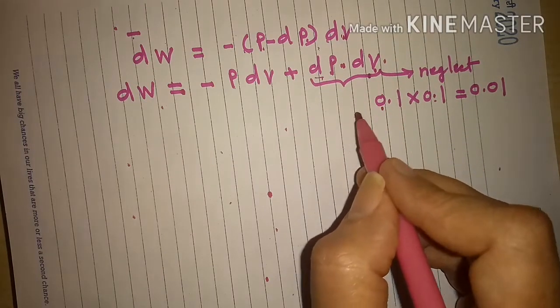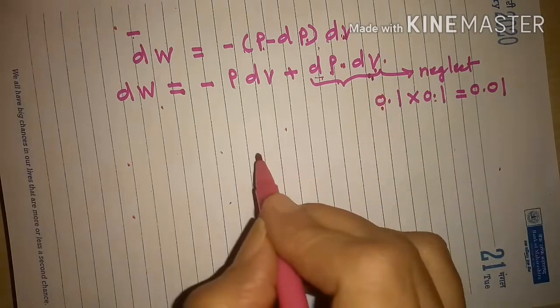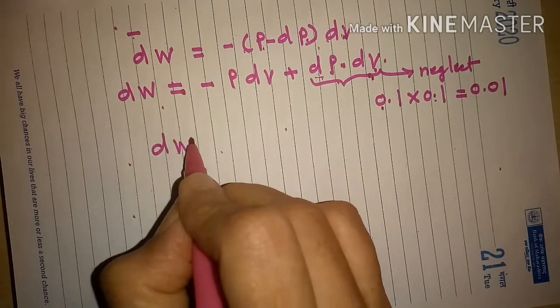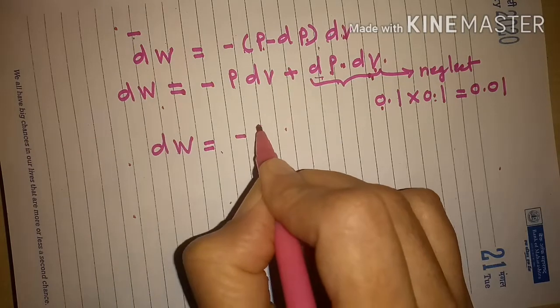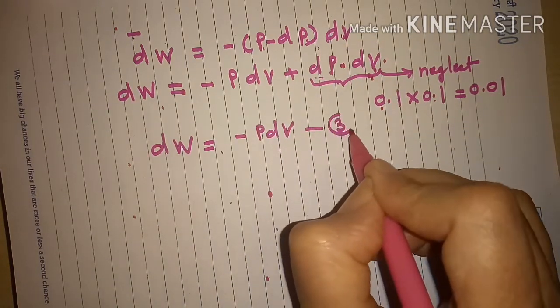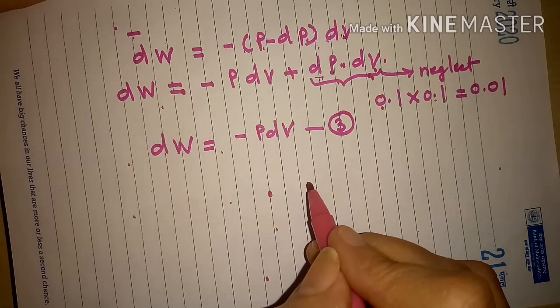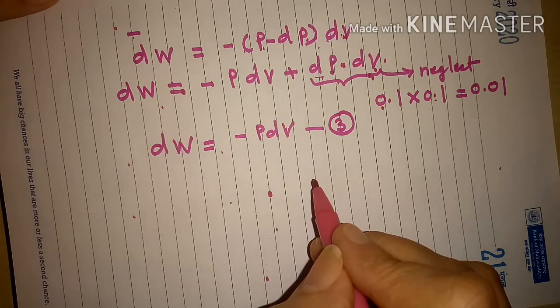So neglecting the product of dp and dv, which is very small, you will get dw equal to minus pdv. So this will be your equation number 3. Okay, the total amount of work done during the entire expansion from volume V1 to V2 would be the sum of infinitesimal contributions of all the steps.